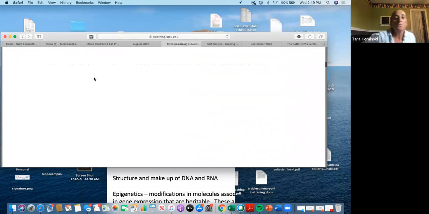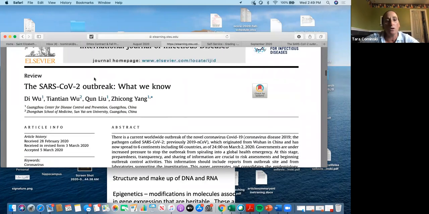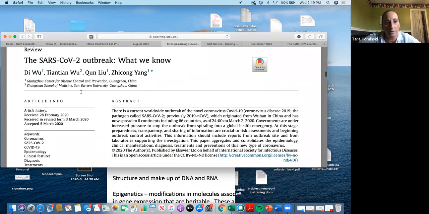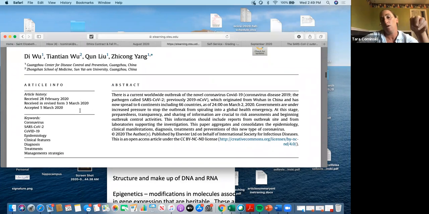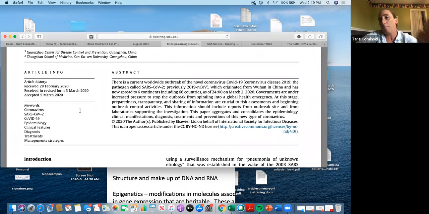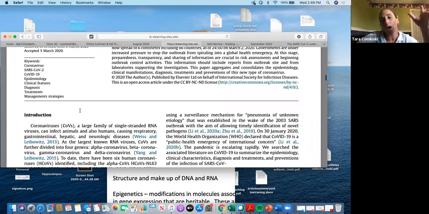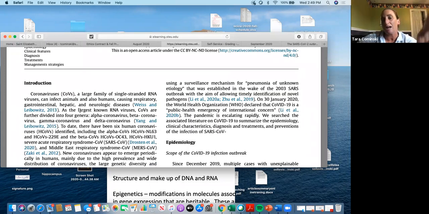Okay, so if you take a look, it just says here, it's this SARS-CoV-2 outbreak, what we know. It's from China, right? So it's a Chinese group that wrote it, and they're basically summarizing what they knew up until that point about it. So I thought maybe it's nice just to start there. It's actually pretty short too.